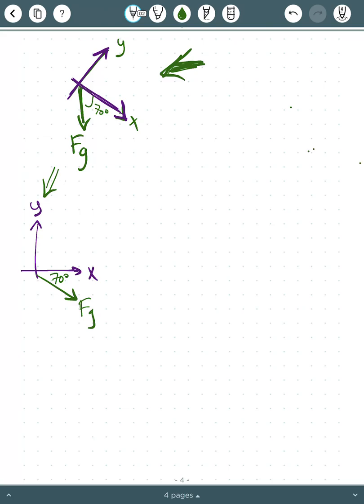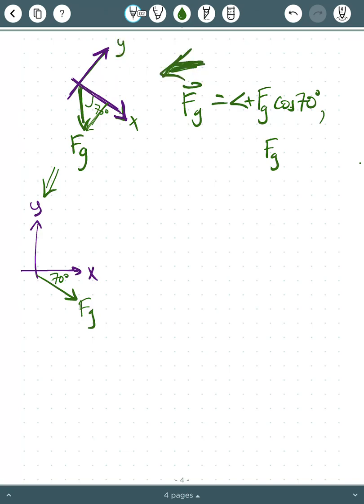So now if I want to write F_g in terms of my x and y, if I'm using my 70 degrees, then my x is the cosine because it's the adjacent side of that angle. So I've got F_g cos 70 degrees, and it's going to be positive because I'm going in the same direction as my positive x-axis. And then for y, that one's going to be sine 70 degrees because it's over here, right? This is the y component.